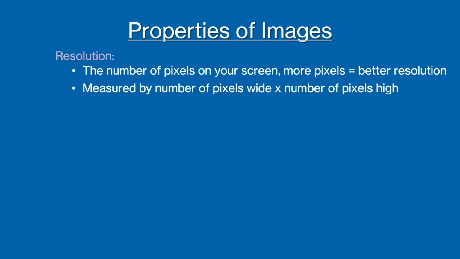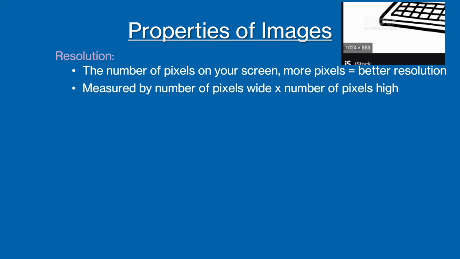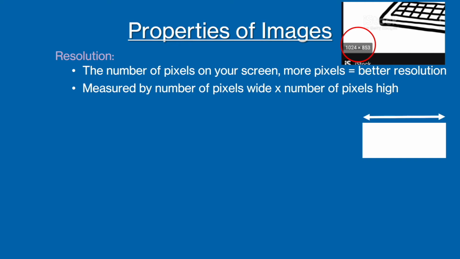There are 2 main properties of images, and you need to know what they are and how changing these can affect the image. The first property is the resolution of the image. This is the number of pixels on our screen, measured by the number of pixels wide by the number of pixels high. So when you see an image on Google, you will see that when you hover over the image, at the bottom of the image it will say something like 1024 by 853. This is the resolution. So here, if this white rectangle was an image, to calculate its resolution you would do the number of pixels wide by the number of pixels high, so 500 by 200.